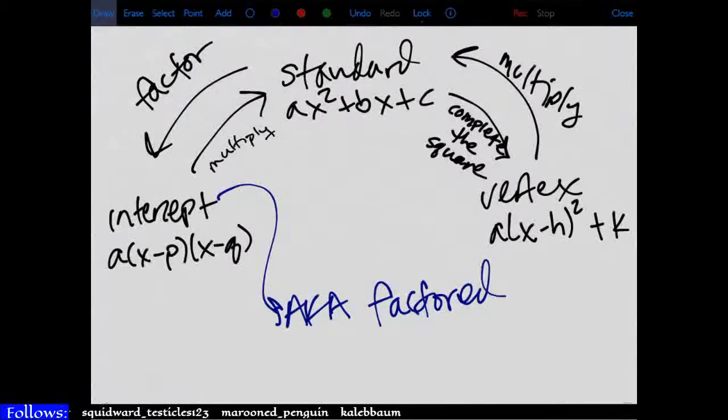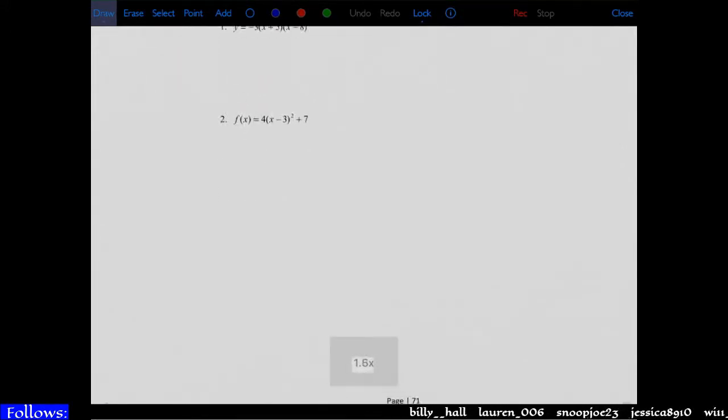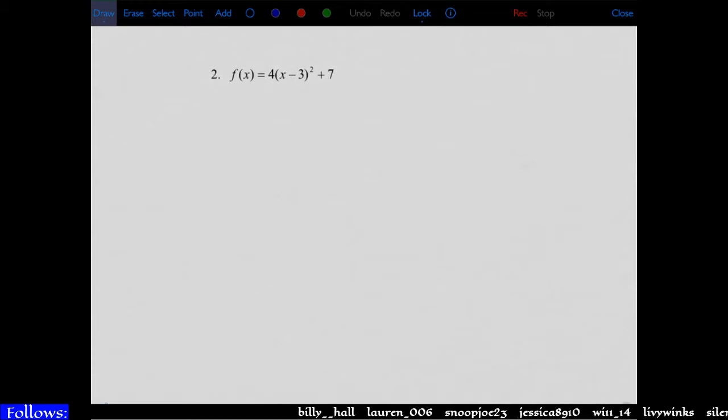Alright, so let's go over getting to standard form and getting to intercept form. So next page. Okay, we already should have done these two examples in class, so I'm going to add an example. I'm going to add a number 3 right here.